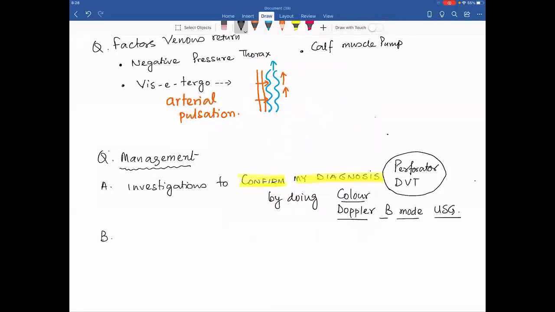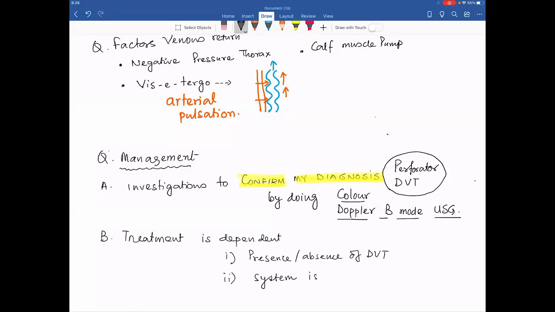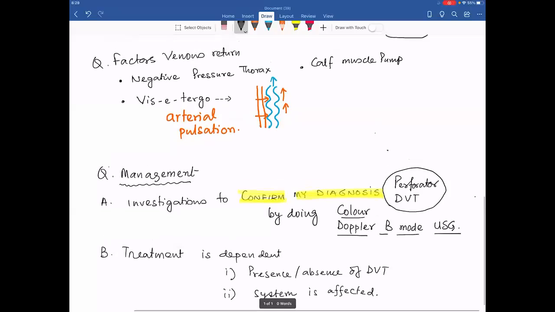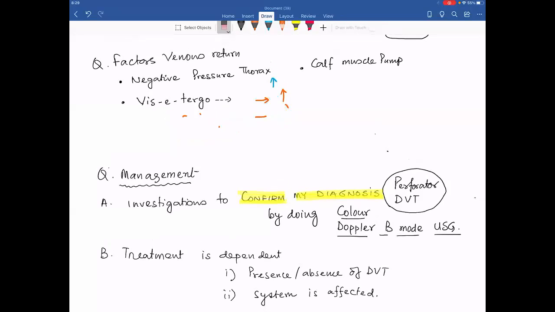Number B, after investigations are done, the treatment is dependent on point number 1, presence or absence of DVT, and point number 2, which system is affected, is what you are required to know. Have you written up till this? Yes, sir.